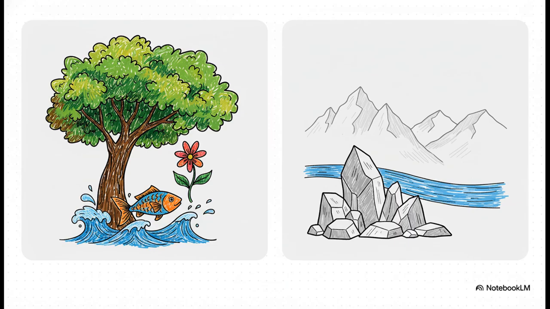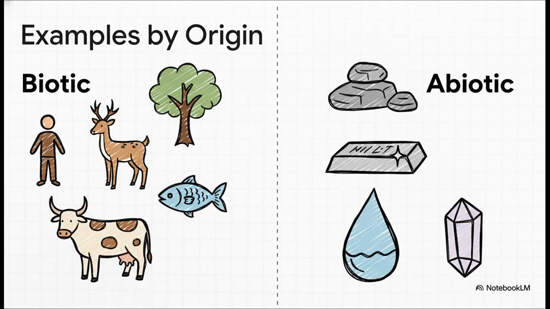On one side, we have biotic resources. These are the living parts of our world, anything that comes from the biosphere and has life. And on the other side, we have abiotic resources. These are all the non-living things that make up our planet. Let's look at some examples to make it clearer.